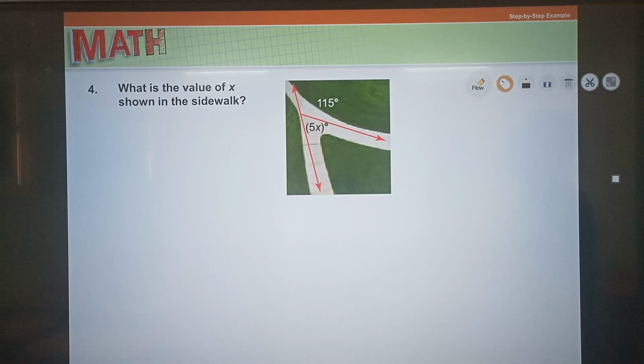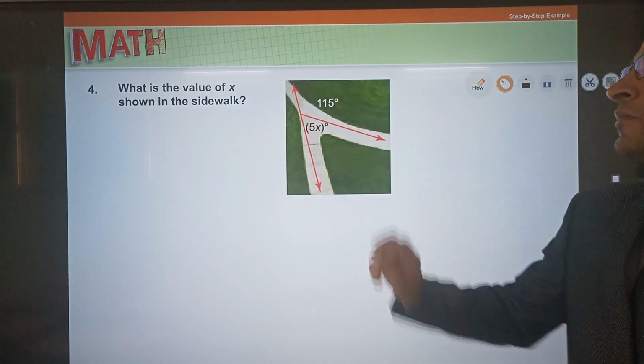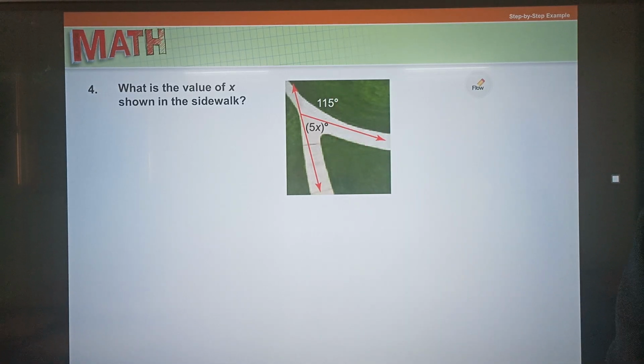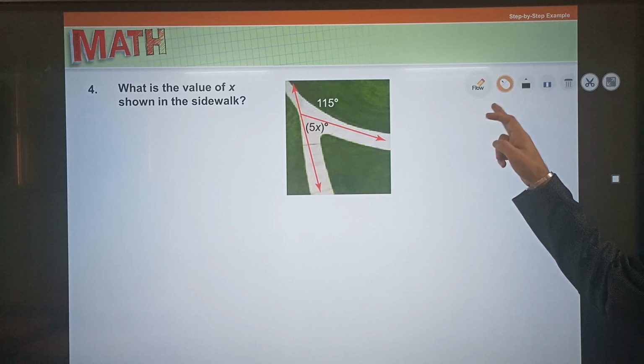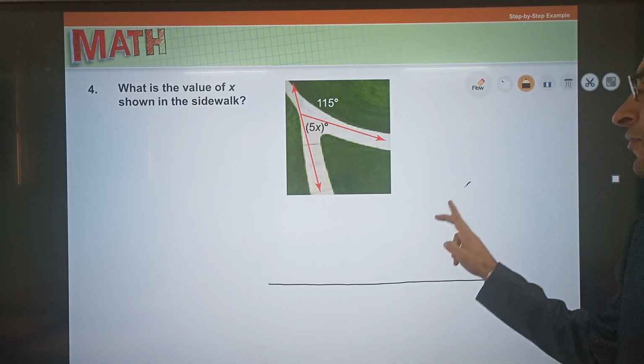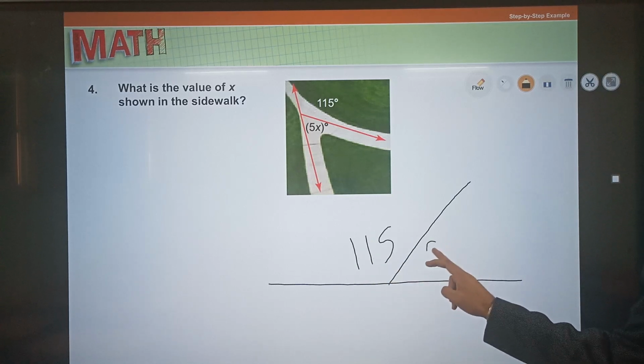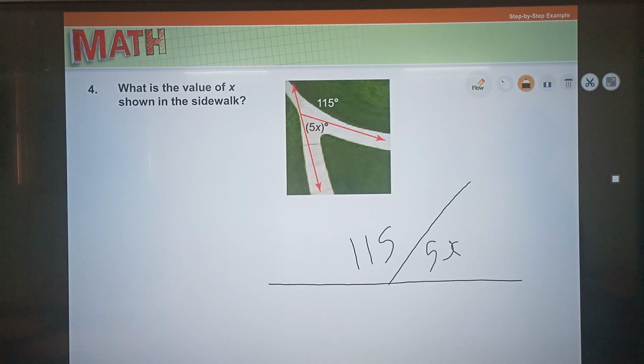This one, how can I solve this example? Be careful, please. These two angles, 5x and 115, they will make what? Look with me, my friend. They make a shape like this. I have here 115 and here 5x. How can I solve this?